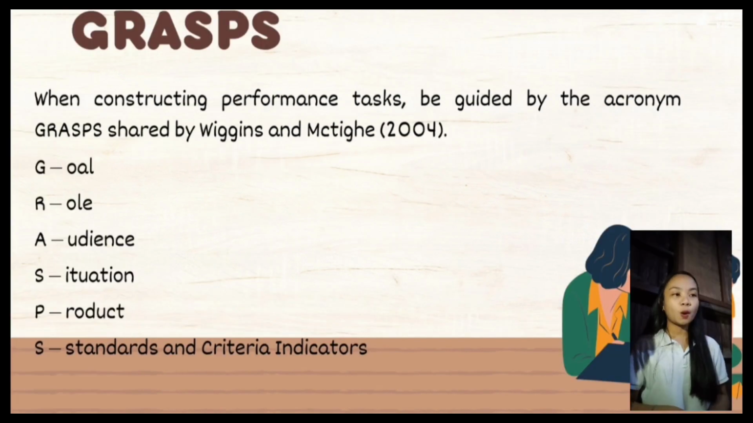Now, when constructing performance tasks, as future teachers, we should be guided by the acronym GRASPS, shared by Wiggins and McTighe in 2004. Now, what is the acronym GRASPS? So, the G here is the goal, R for the role, A for the audience, the S stands for the situation, P for product, and the S stands for standards and criteria indicators. Now, let's talk about the GRASPS one by one.